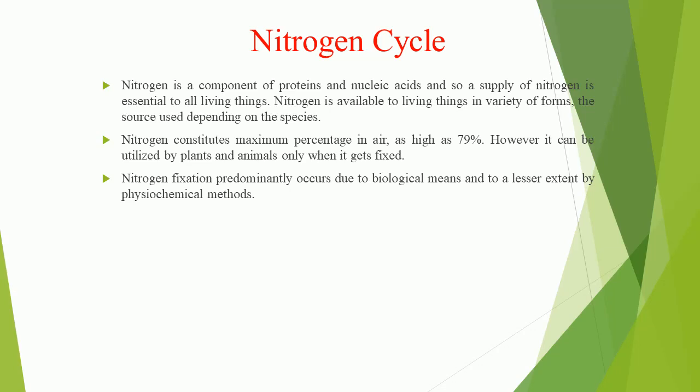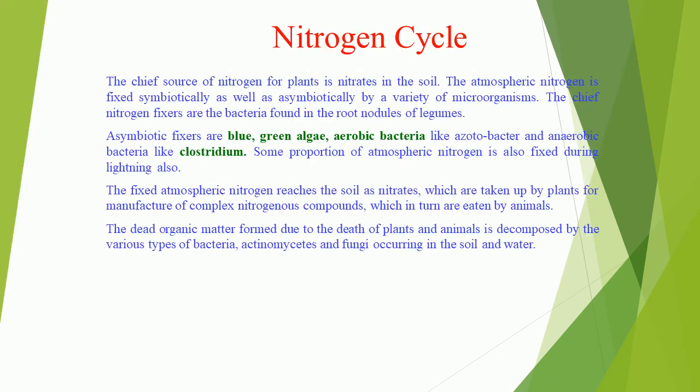Nitrogen constitutes the maximum percentage in air, as high as 79%. However, it can be utilized by plants and animals only when it gets fixed. Nitrogen fixation predominantly occurs due to biological means and to a lesser extent by physiochemical methods. The chief source of nitrogen for plants is nitrates in the soil. The atmospheric nitrogen is fixed symbiotically as well as asymbiotically by a variety of microorganisms.